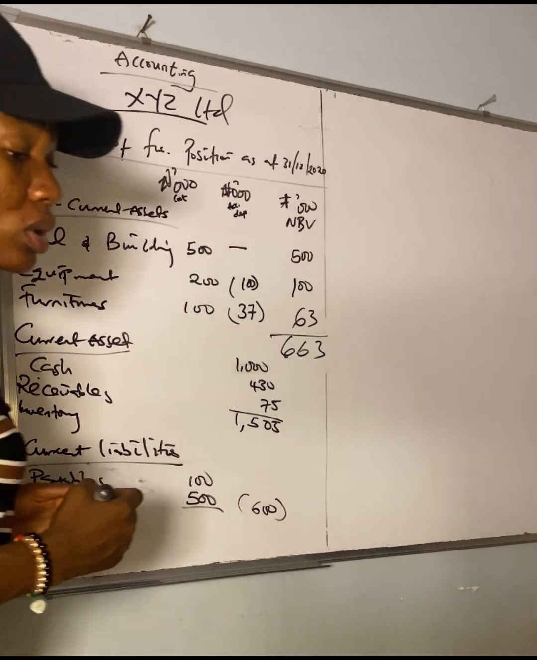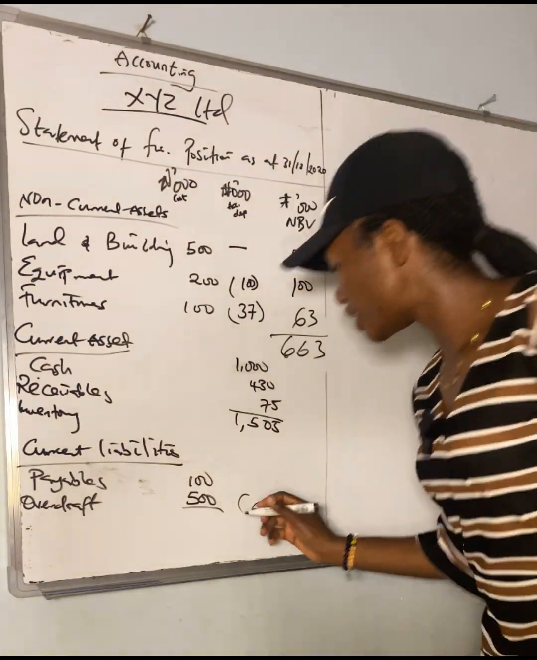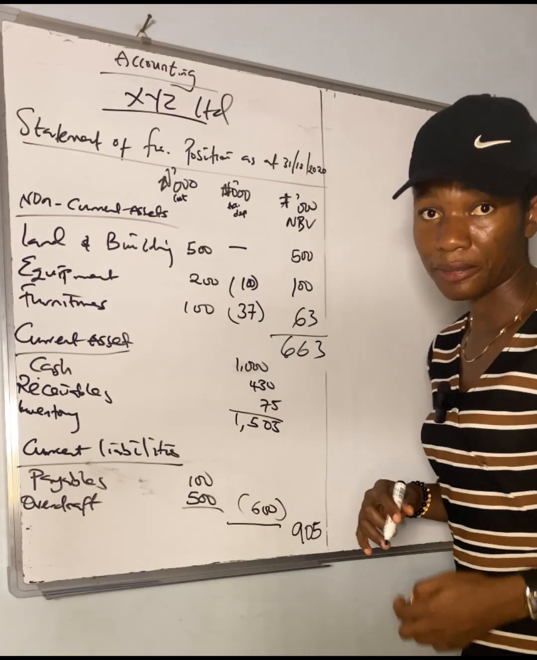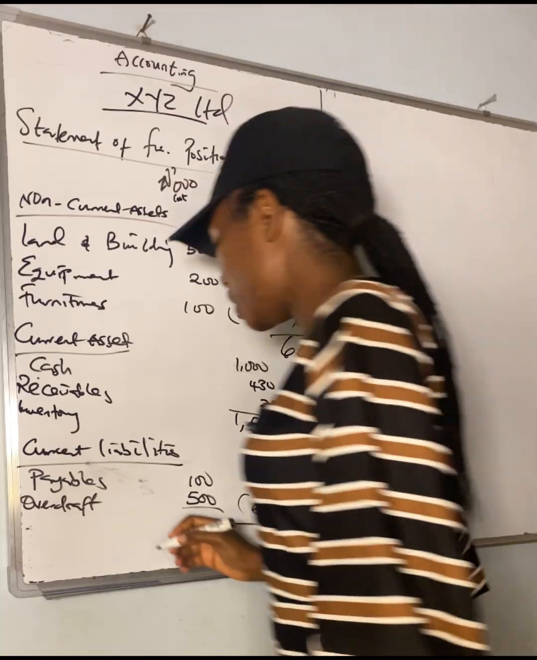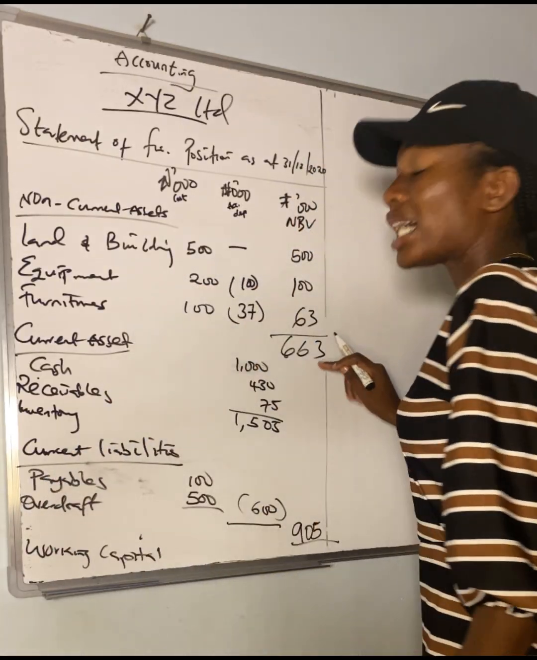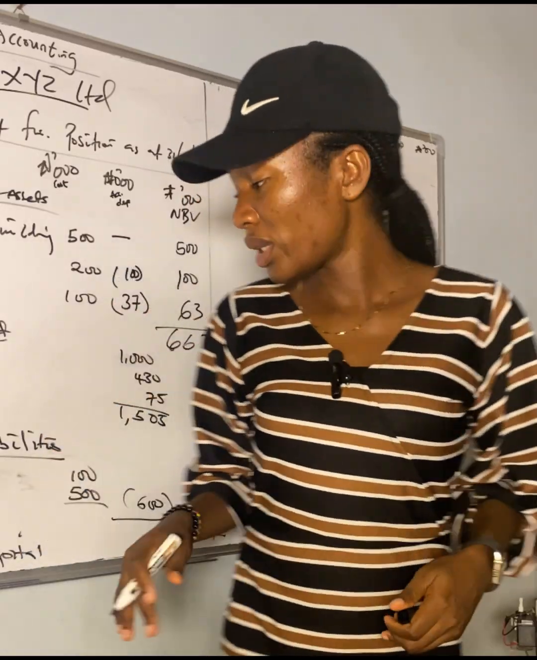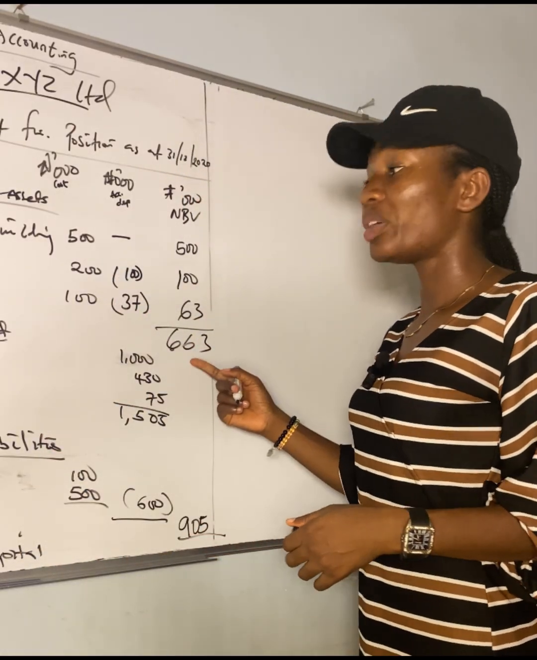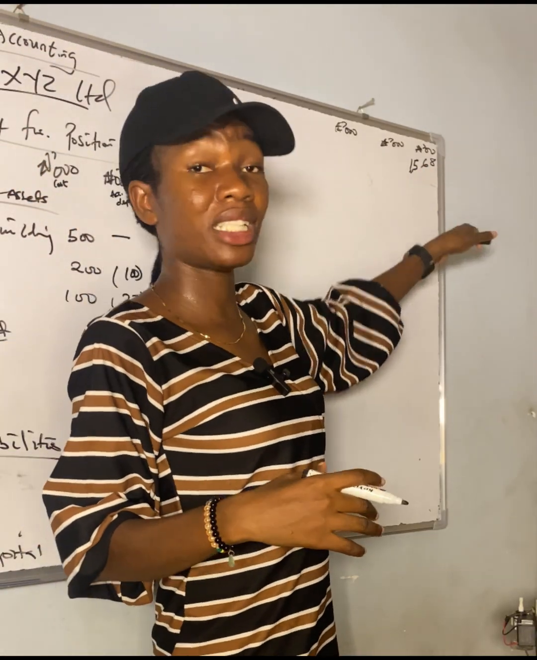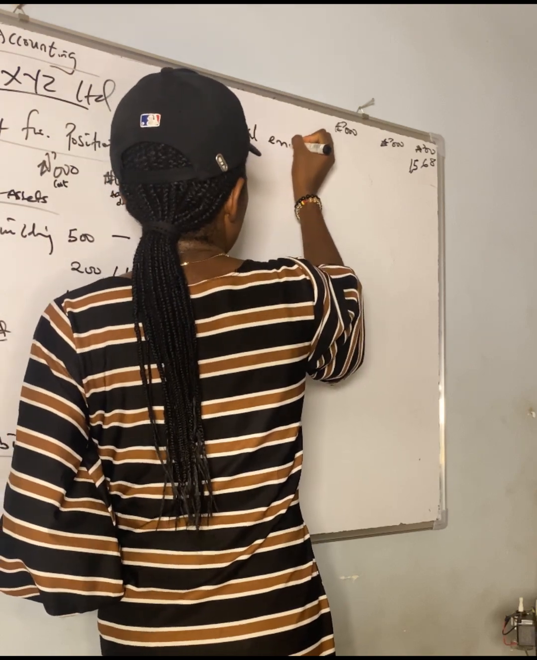Like I said, we're going to less total current liabilities from total current assets to arrive at working capital. When we less this, we arrive at 905,000 naira. Let me label this as our working capital. So we're going to add working capital to our total non-current asset to give us our net asset, or capital employed. When we add this, what we have is 1,568,000 naira as our capital employed, or net asset.